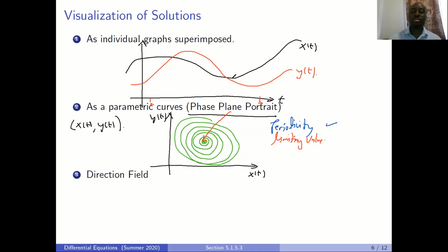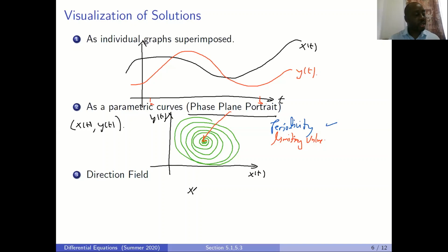So whereas the two graphs superimposed allow you to temporarily analyze the two solutions within some fixed domain of the parameter, the phase plane portrait allows you to look at them over an extended period of time and look at their combined behavior. Okay. Now, the final thing that you can do to visualize your solutions is just look at the direction field. And the direction field you can get by just looking directly at the differential equation.